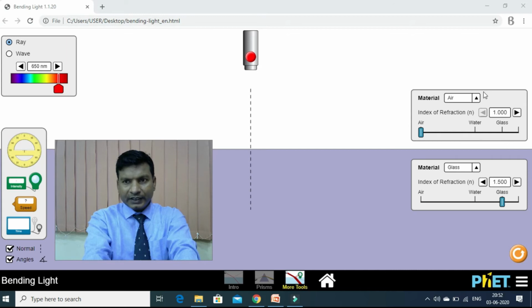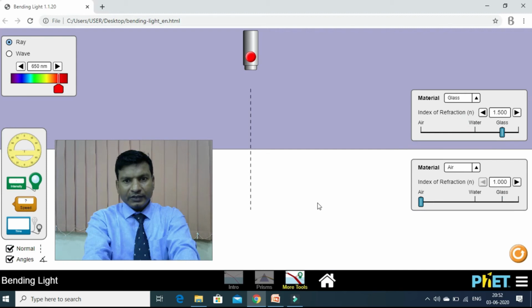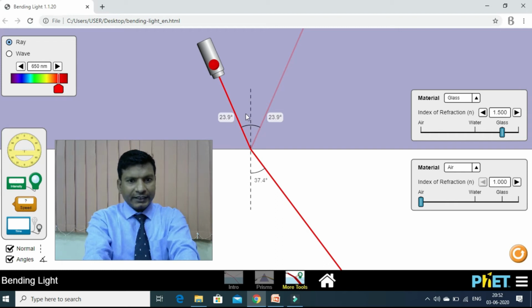Just see what is happening. This medium I will be changing. I am making this a glass, and this air. This medium becomes air, the second medium, and the first medium becomes glass. Now say a ray of light is falling over there. When the ray of light is falling over here, the angle of incidence is 23.9 degrees, whereas the angle of refraction is becoming 37.4 degrees. That means the angle of refraction is more than the angle of incidence.